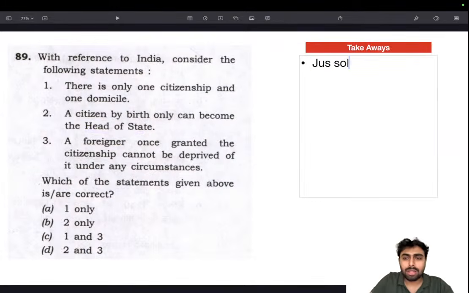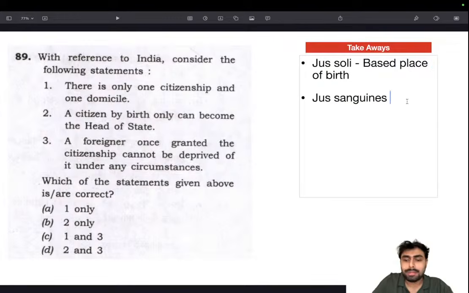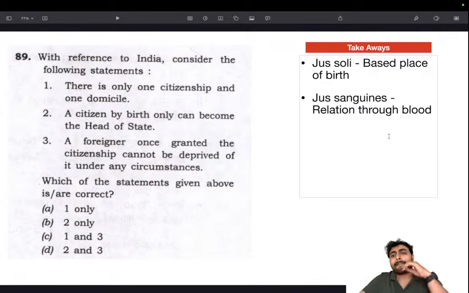It's called jus soli and jus sanguinis. Jus soli means based on place of birth. Jus sanguinis means relation through blood, as in a person can become a citizen when they have a blood relation, if their parents are citizens of the country. The same way, if somebody is born in India, with certain conditions, they can also be granted citizenship. There are countries which follow this jus soli principle, like the USA.